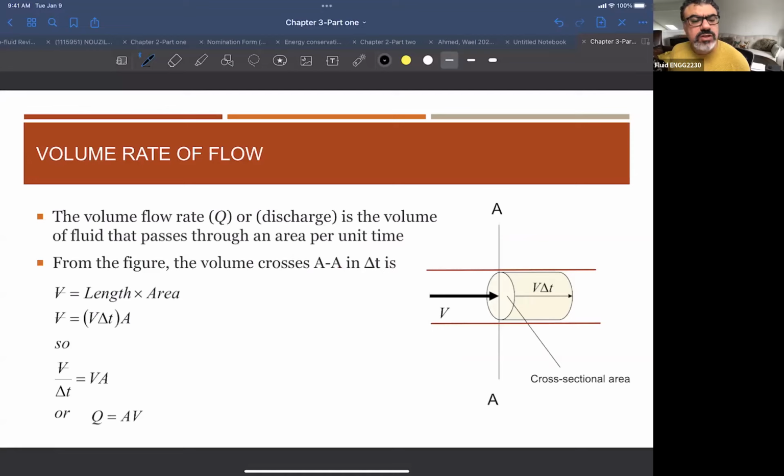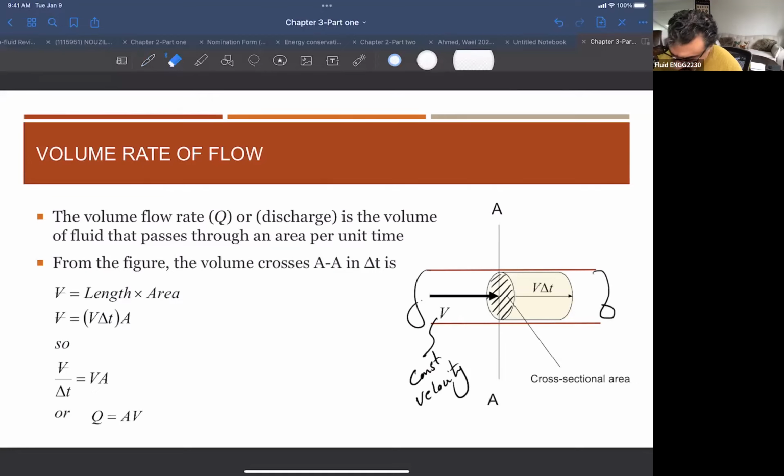Another important definition is something called volume flow rate, or we call it the discharge. In our fluid mechanics subject, we call it discharge. So this Q here is a volume of liquid that passes through an area per unit time. Imagine I have something like this. This is a tube, and this is an area inside this tube. Of course, the cross-sectional area here will be a circle. And imagine I have a constant velocity.